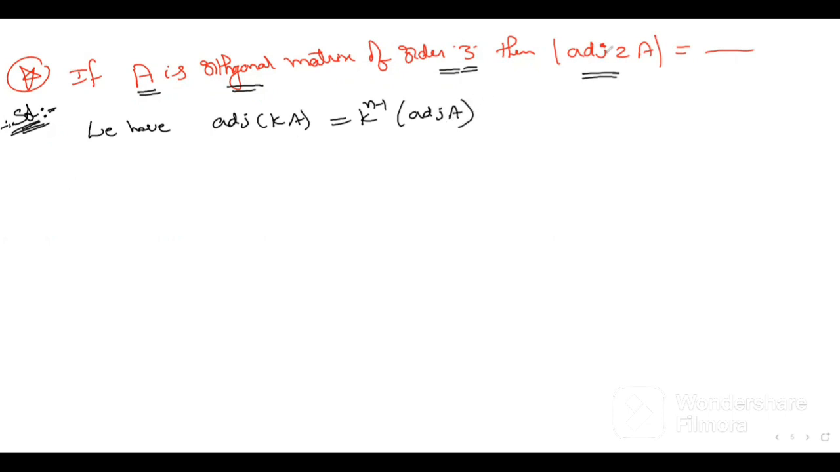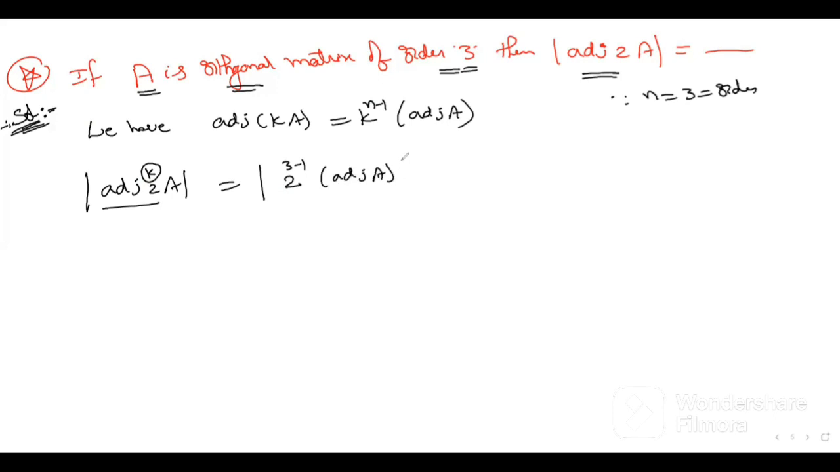Here, what is our target? Determinant of adjoint of 2A. So here the k value, how much value? 2. Now we should apply this formula, k to the power n minus 1, 2 to the power n minus 1. N value, how much value here? N is equal to order 3. So 2 to the power 3 minus 1 into adjoint of A. Here this formula used. So this is 2 square is 4 times adjoint of A.